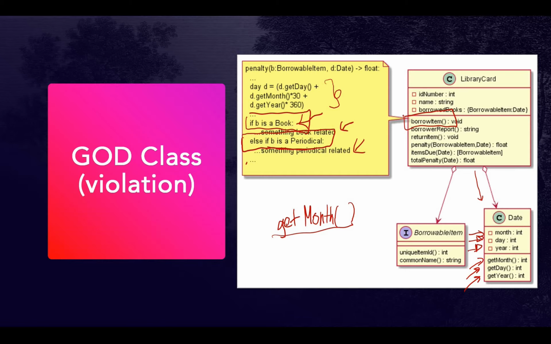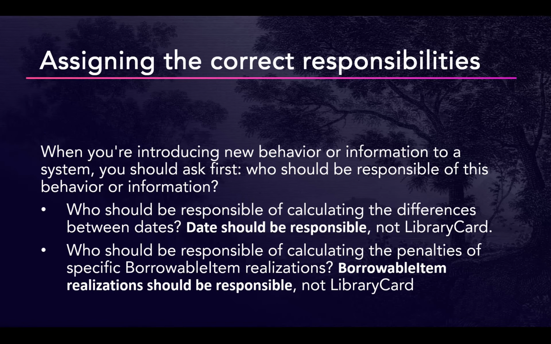So what should you do? To fix all of this God class bad design, you should think about assigning the correct responsibilities. When you're introducing new behavior or information to a system, you should always ask yourself this question first: who should be responsible for this behavior or information?